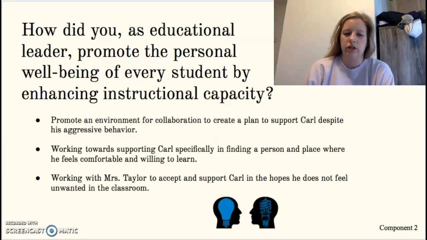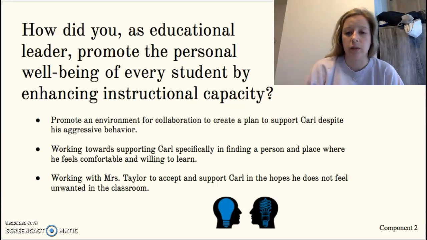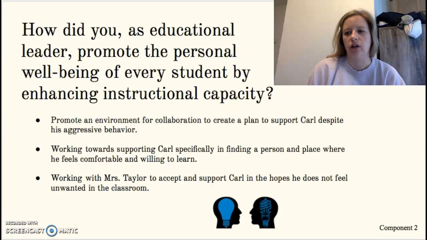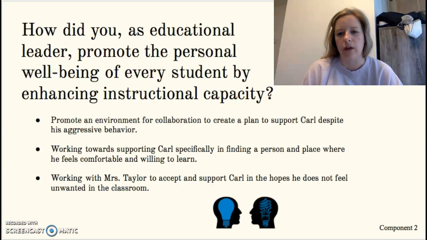How did you as an educational leader promote the personal well-being of every student? While I do not think it is important to remove Carl from the classroom, it is important to be aware of what's working and how Carl's responding to different situations. So as a result, creating a collaboration, finding a person that Carl can work with who he likes, and working with Ms. Taylor to accept Carl creates a great structure for the student's well-being, because other students will see Carl and befriend Carl if Ms. Taylor's befriending Carl. However, if Ms. Taylor's ostracizing him, then the students will not be open-armed to him.